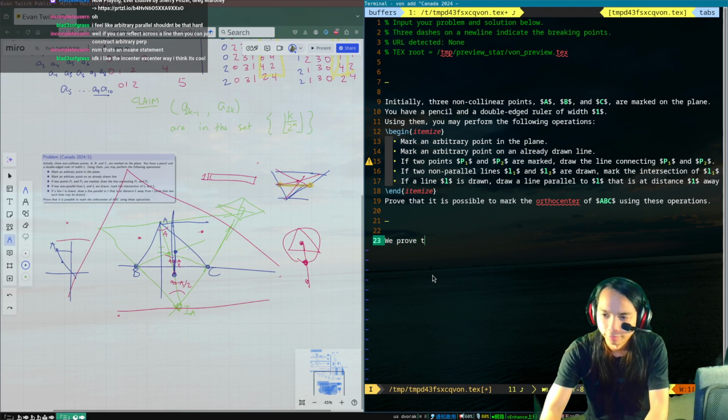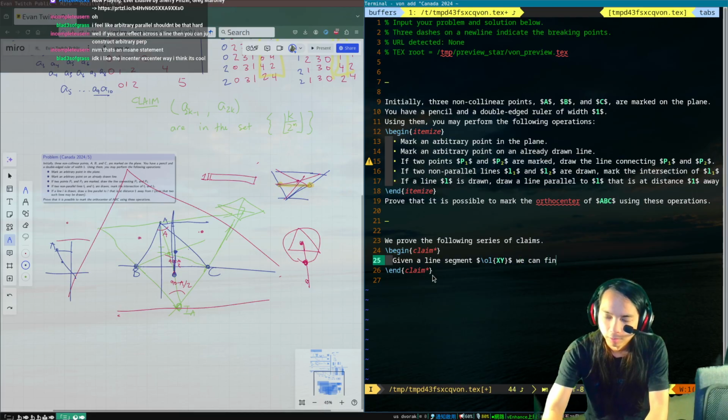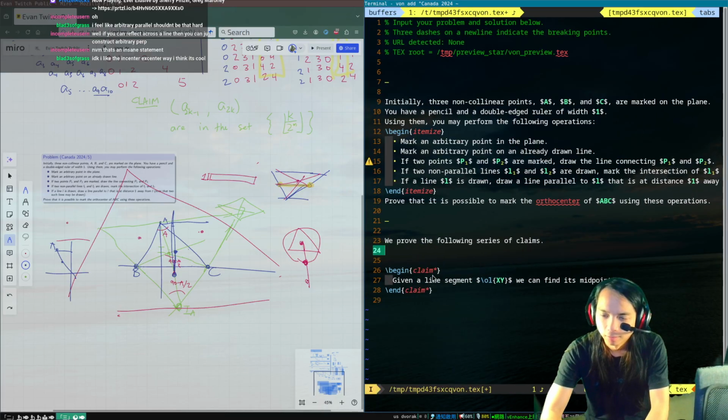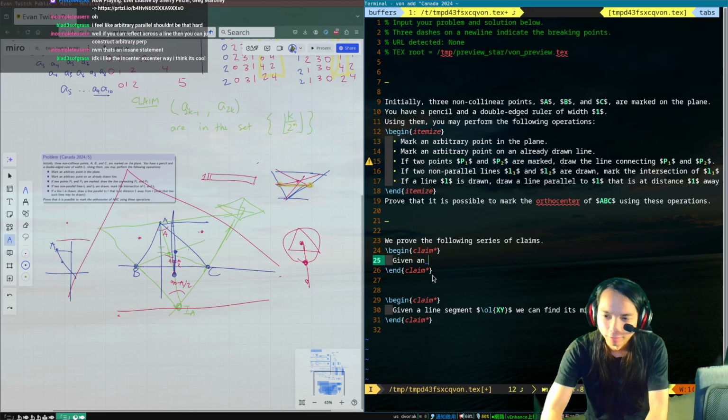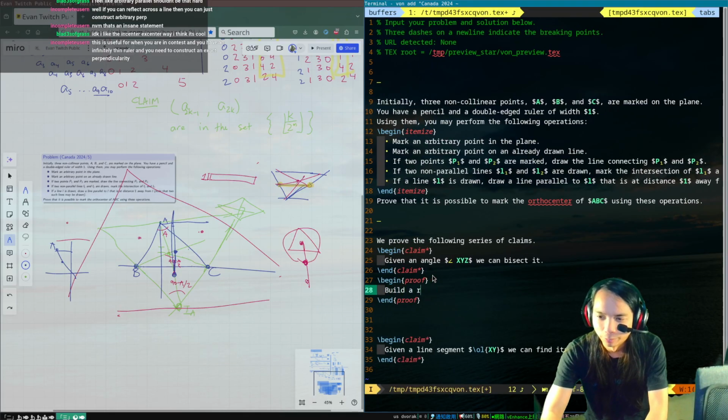Use the following series of claims. Claim: given a line segment XY, we can find its midpoint. Claim: given an angle XYZ, we can bisect it. Proof: build a rhombus.